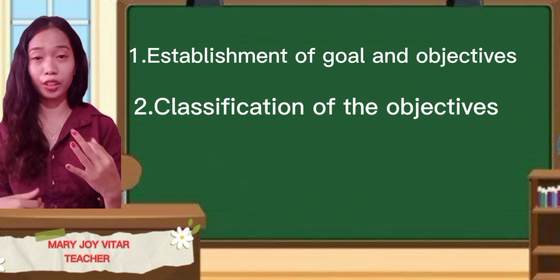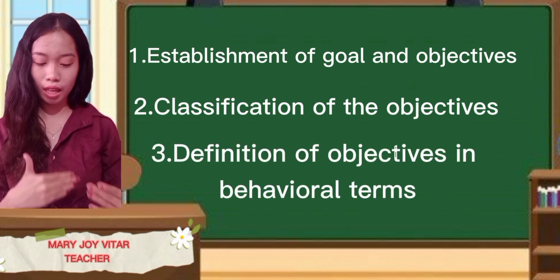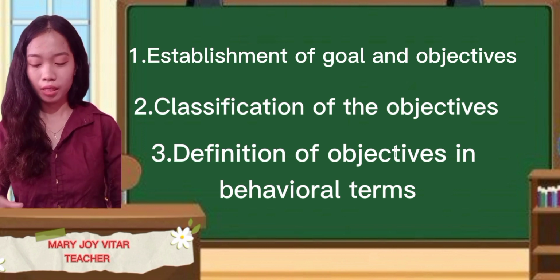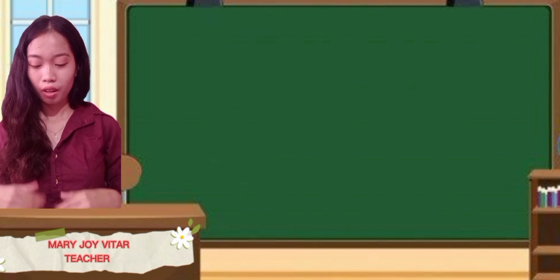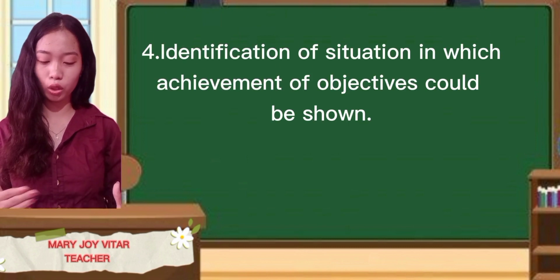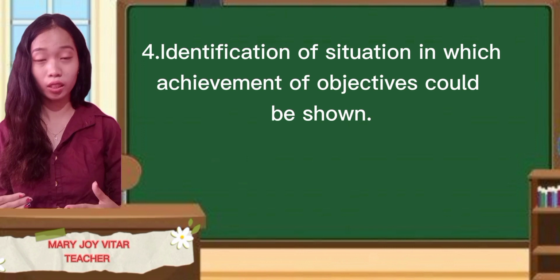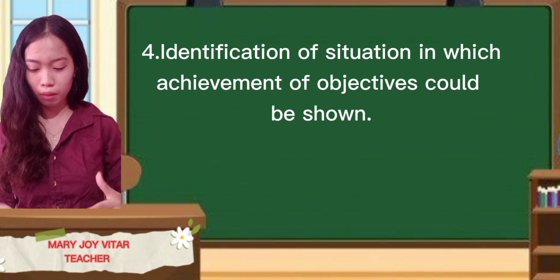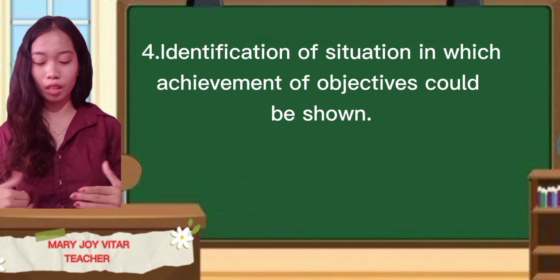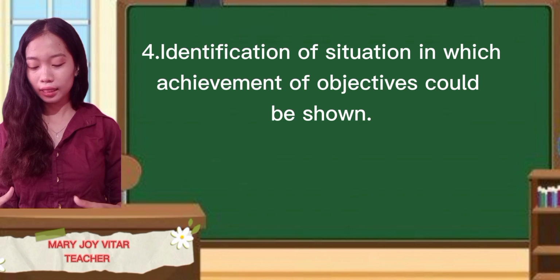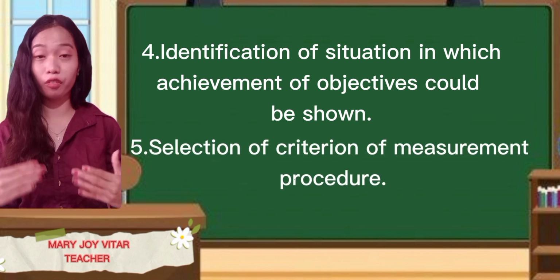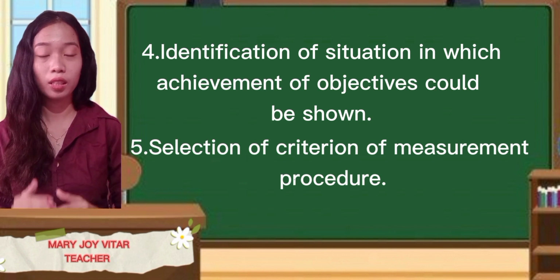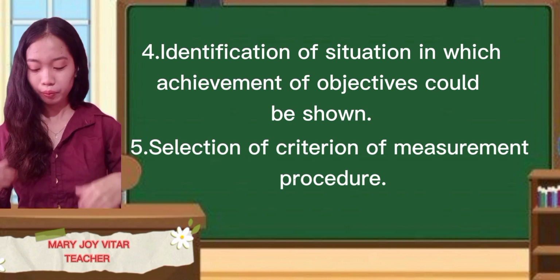Third is definition of objectives in behavioral terms. It means you should develop your objectives. Fourth is identification of situations in which achievement of the objectives could be shown. It means that you should develop activities for a better result. Fifth, selection of criteria and measurement procedures. This is how you will critique and evaluate the student.